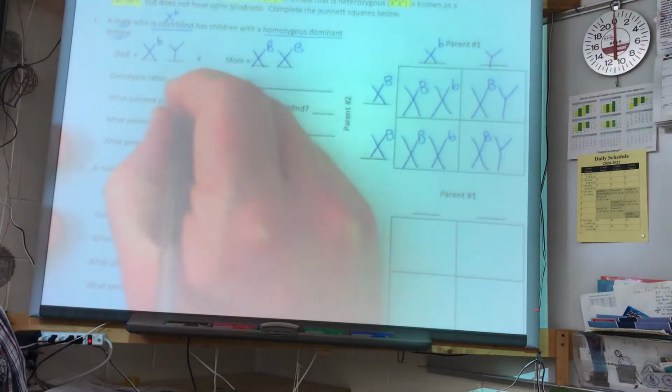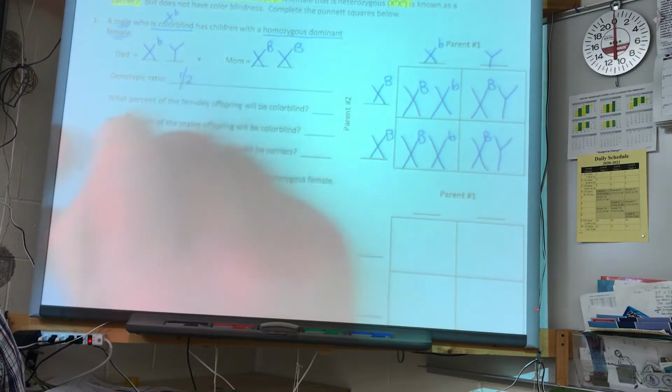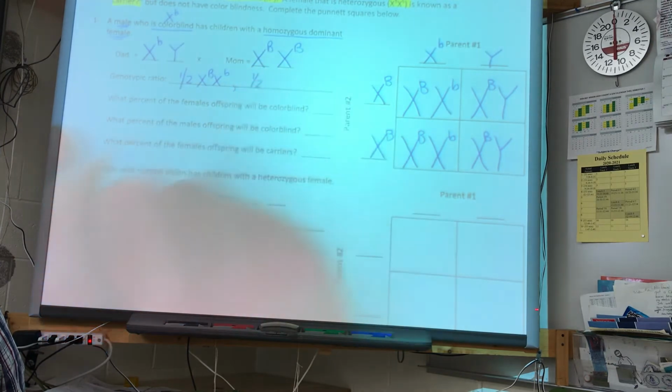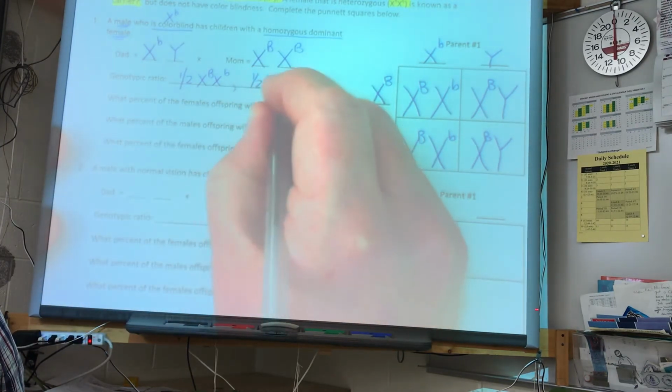Our genotypic ratios are really no different than we've done before. We're counting all possible outcomes. In this situation, we have 2 out of the 4, or 1/2, of the females who are going to be X big B, X little b. And of the males, 2 out of the 4, or 1/2, are going to be X big B, Y.